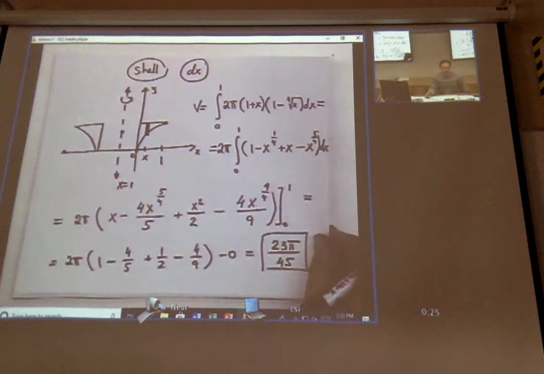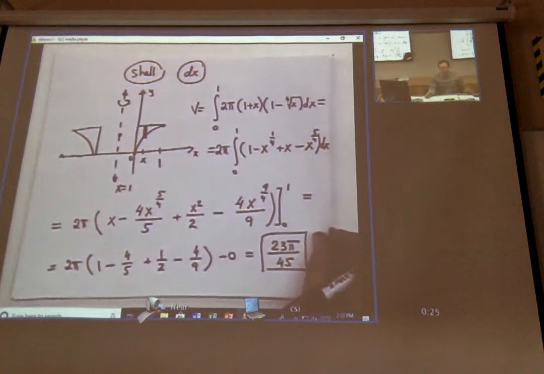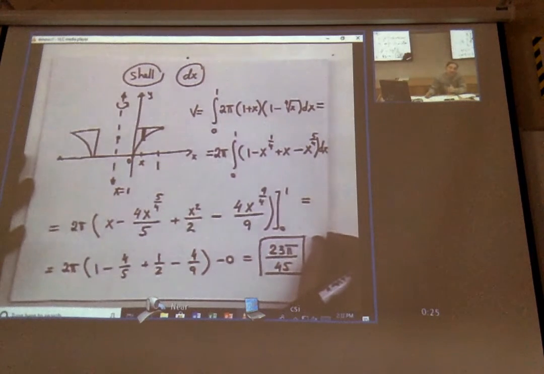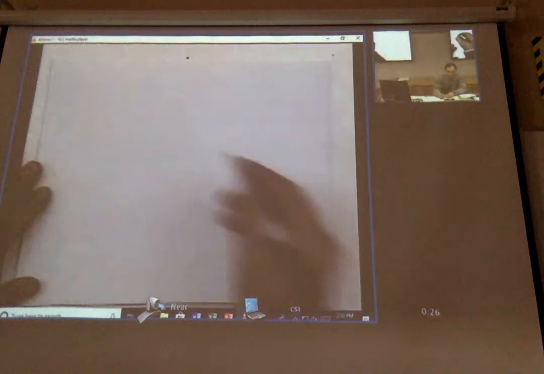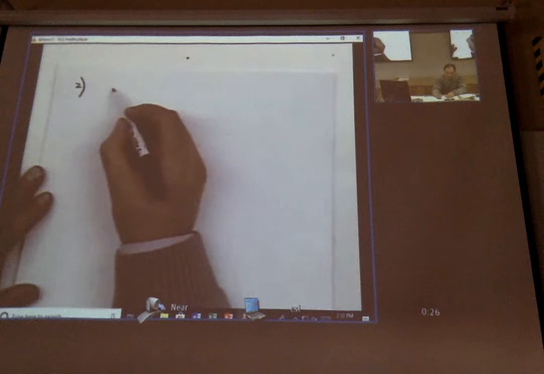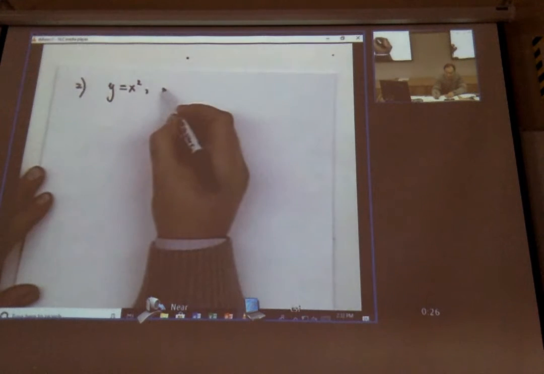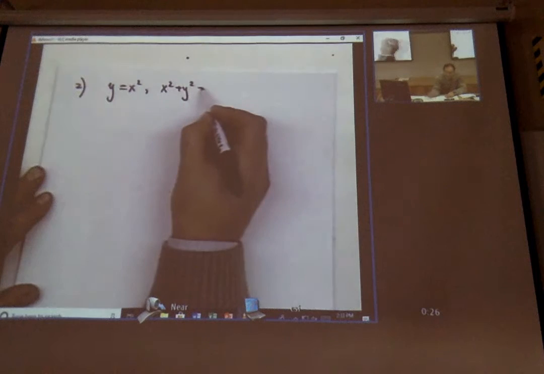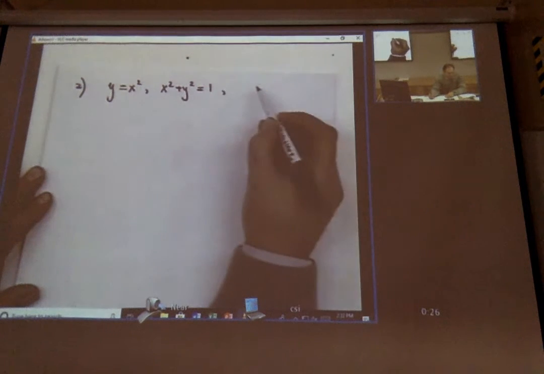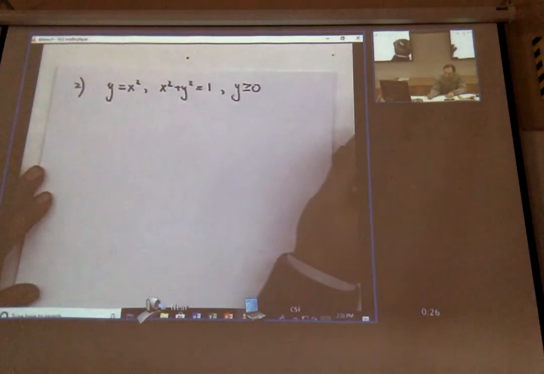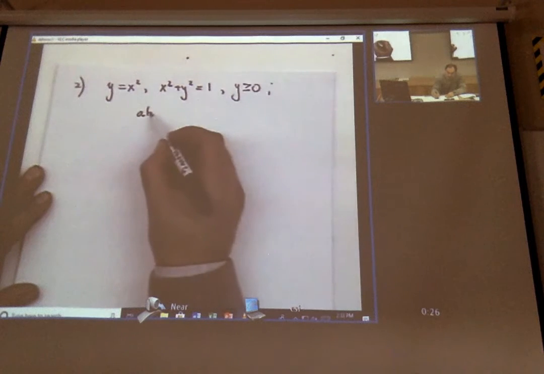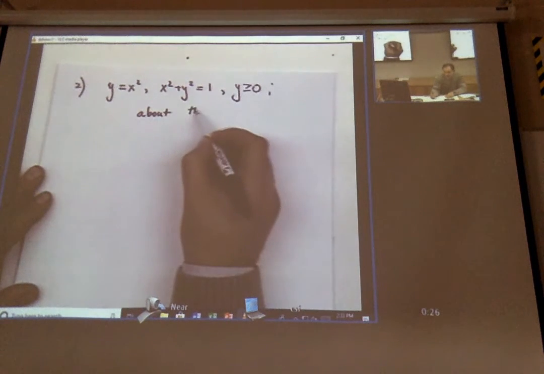So that's one type of problem that you have. Now another problem with the volume still has the same idea, but this time I would like you to actually use your calculator to solve this problem. So let's take a look at number 2. So we have this function, y equals x squared. Then we have x squared plus y squared equals 1. The way I copied this, it says y is greater than or equal to 0. And we're going to rotate this about the x-axis.